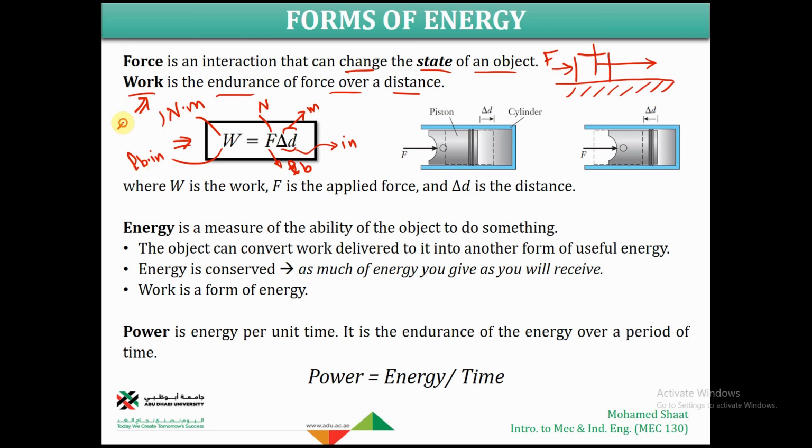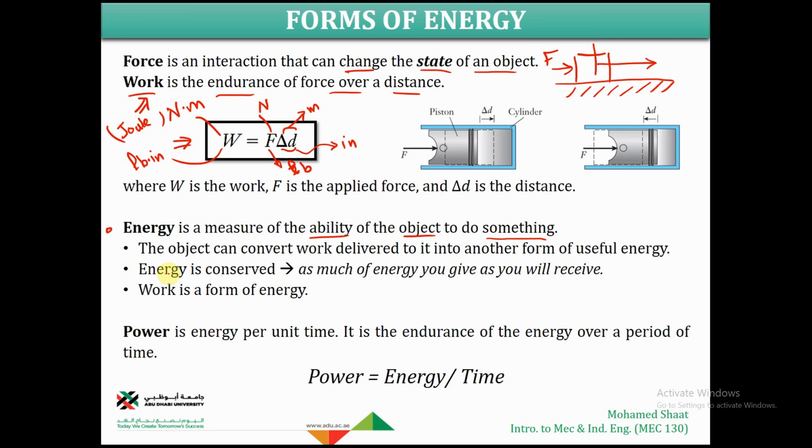Something else you should understand is that the newton meter is equivalent to the joule. And we knew from physics that the joule is the unit of energy. That's why we can say that work is a form of energy, but energy that we give. Energy is the measure of the ability of an object, a mechanical system, or someone, as a human being, to do something. The capability to do any work requires energy, so the measure of this ability is the energy itself.